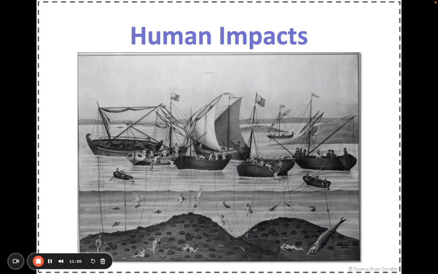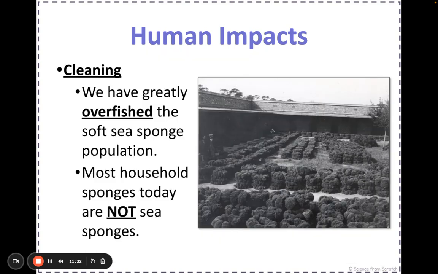Another one, sponge fishing, has many of its roots in Greece. In the United States, much of the sponge fishing occurred in Tarpon Springs, a community with a lot of that Greek heritage. More human impacts. So with cleaning again, we have greatly overfished the soft sea sponge. So most household sponges today are not sea sponges. We make synthetic sponges that are much, much cheaper, although they are also less absorbent than a natural sea sponge would be.